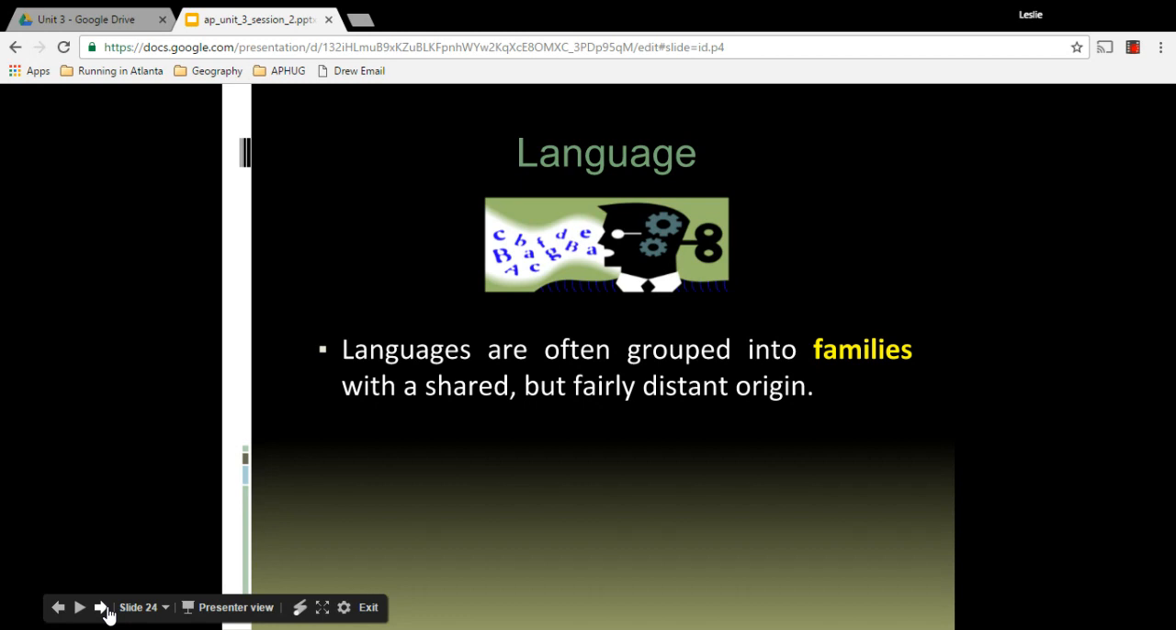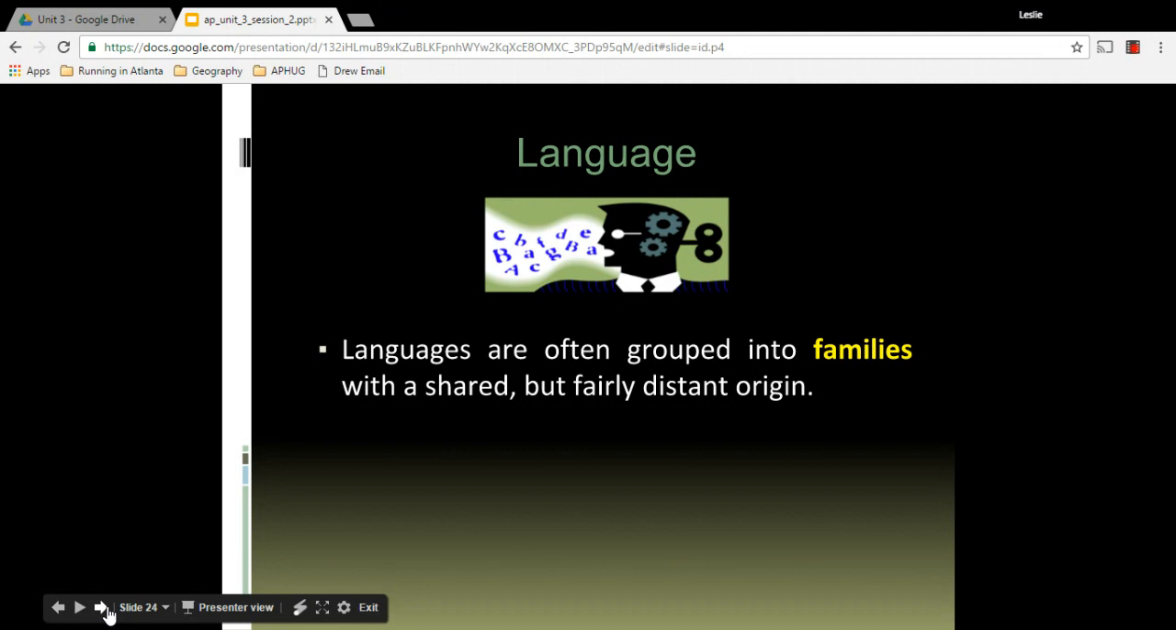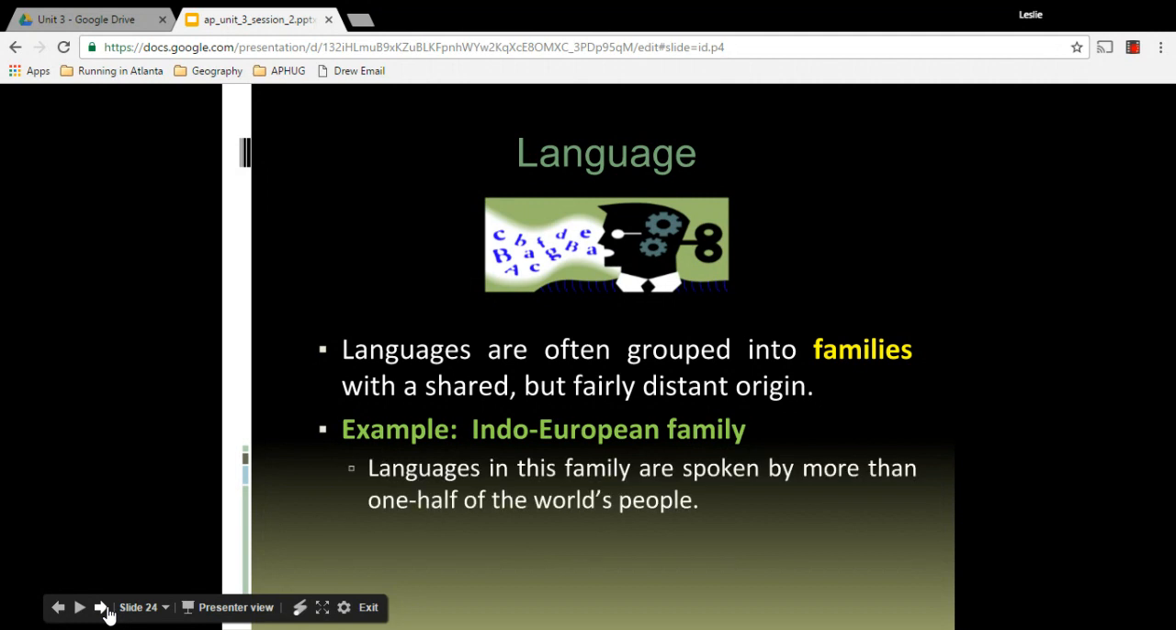Languages are often grouped into families with a shared but fairly distant origin. An example would be the Indo-European family of languages. Languages in this family are spoken by more than half of the world's people. English is the most widely used language in this family.